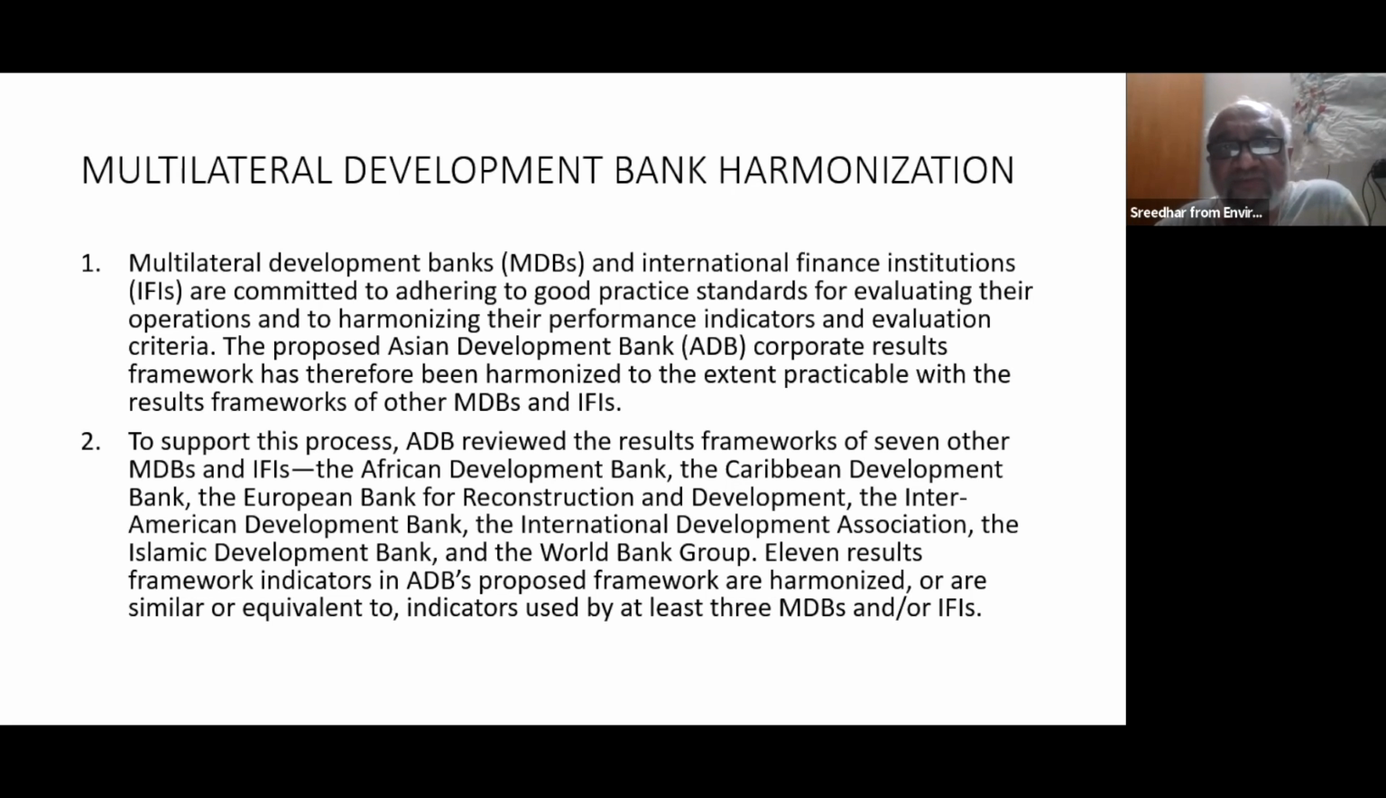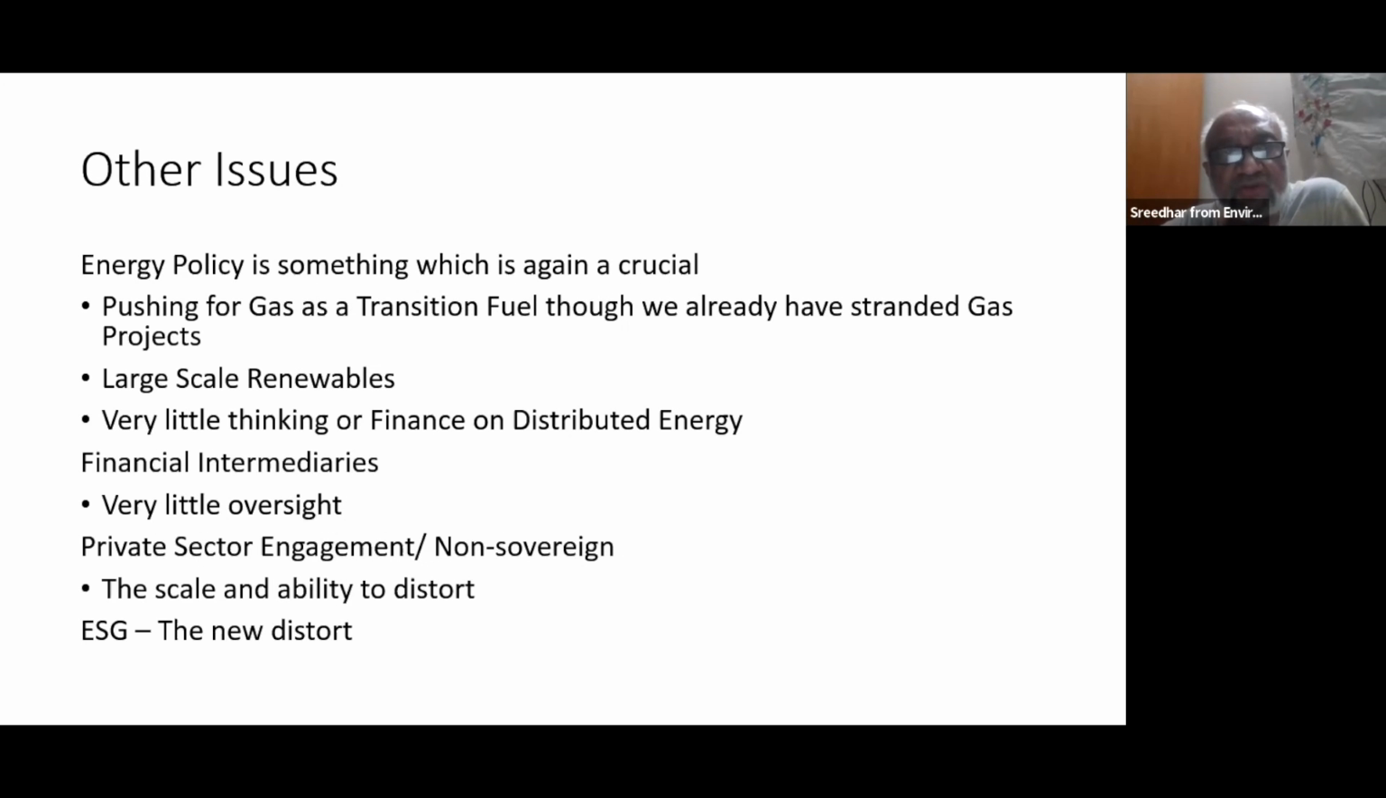So this kind of harmonization, co-financing is another big concern that needs to be watched out. There are other issues, like the energy policy, that is something very crucial in the whole debate of transition. What we find, not only with ADB, with most of the multilateral banks, they are pushing for gas as a transition fuel. And even though we already have standard gas assets in our country, and very strangely, one of our Reliance projects, they opened up the plant and sold it to Bangladesh with some JICA assistance.